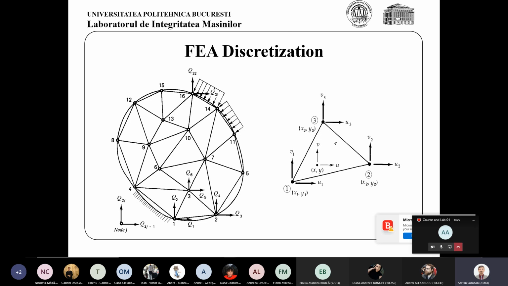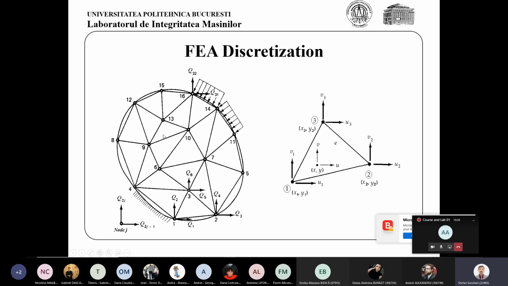So the idea is, okay, we cannot obtain a solution for all these fields, for this whole body, but we can split this body into small parts, let's say these triangles here. And we assume that these triangles are connected to each other only at some particular points, let's say these points here, where we have many triangles connected. We call these triangles finite elements, and we call these connected points nodes.